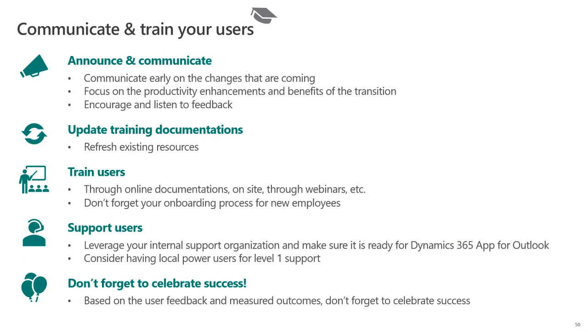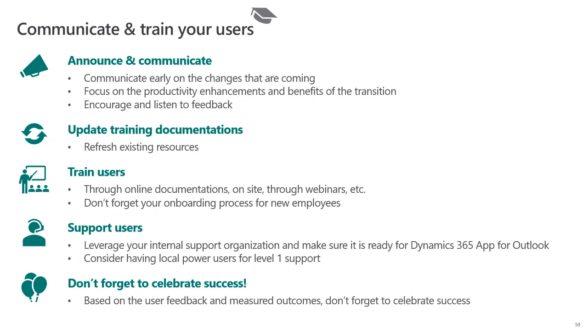An important aspect is to also make sure your support users are aware of those changes and that they are ready for the app for Outlook. And also consider having local power users for level 1 support. From experience, we've seen that the number of issues with the app for Outlook is far less than with the Outlook command bar. So this should actually help your support organization focus on more important tasks. And also don't forget to celebrate success based on the user feedback and the measured outcomes of the app for Outlook.